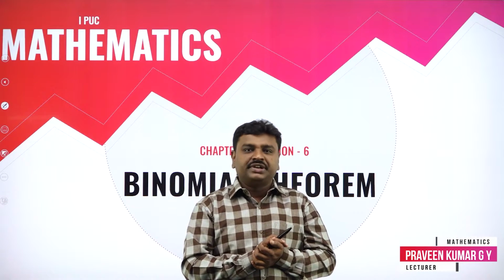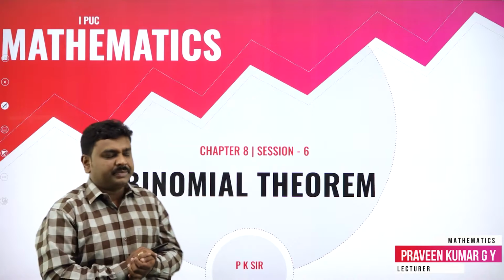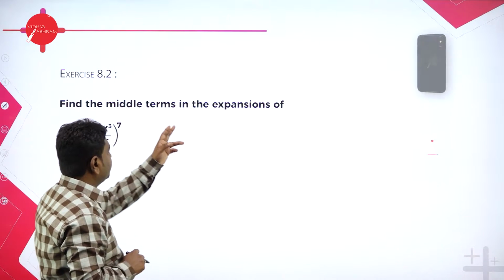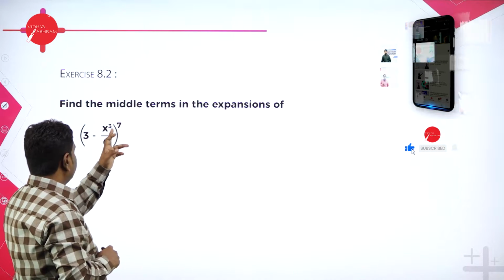Welcome to the session, dear students. Today I'll go ahead with problems of binomial theorem. Find the middle term in the expansion of (3 minus x cube by 6) power 7.